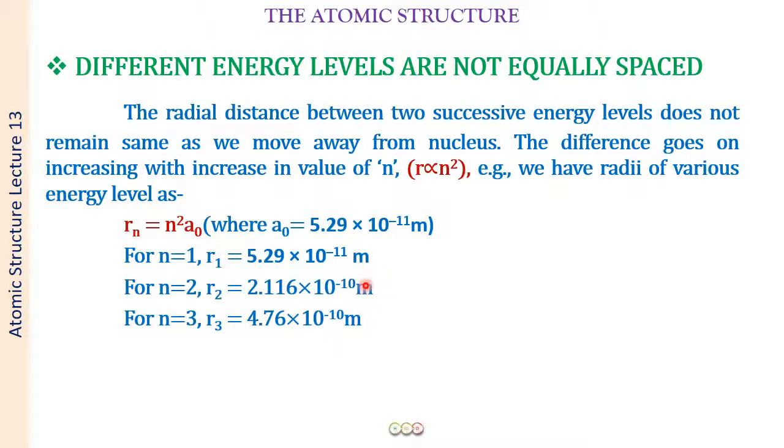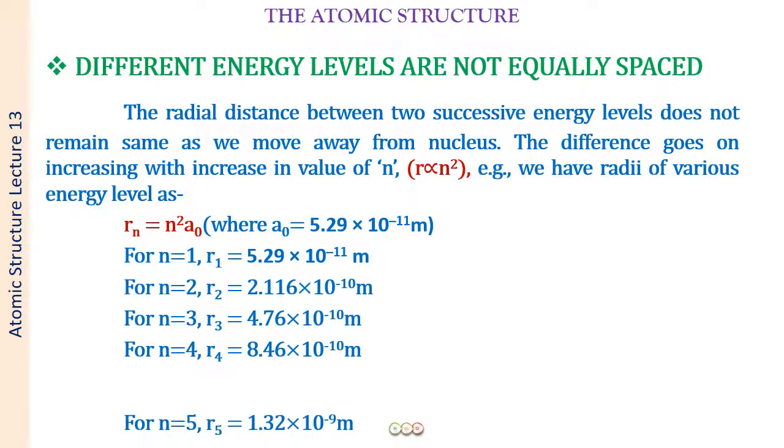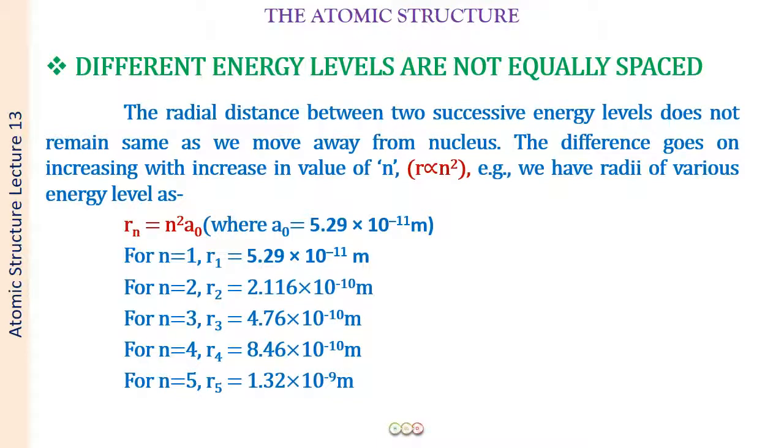Okay, so that is what we are trying to say over here, that the different energy levels are not equally spaced, and the difference is increasing when we are increasing the value of n. And for n=4 also, you can see the value of R is 8.46 into 10 power minus 10 meter, and R5 is 1.32 into 10 power minus 9 meter. Again, all signifying the same thing, that the different energy levels are not equally spaced.